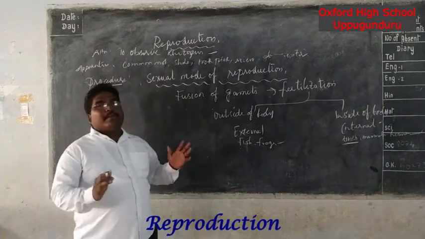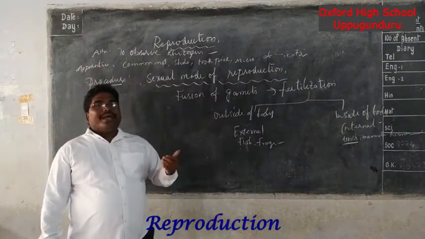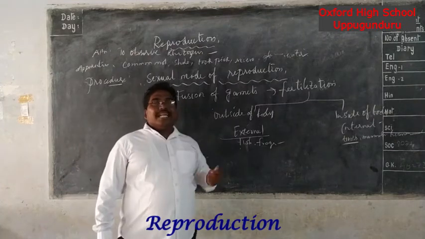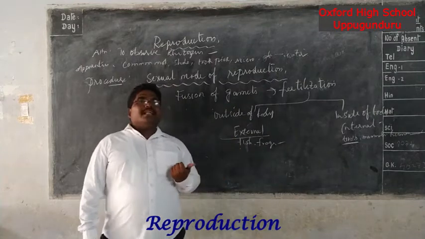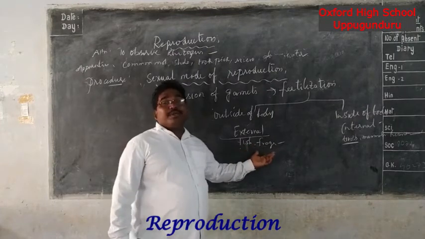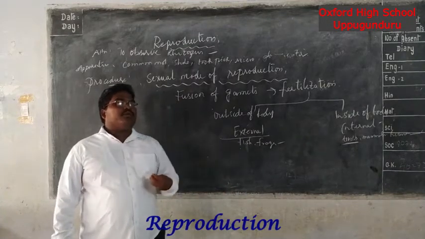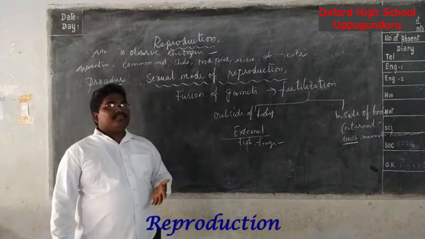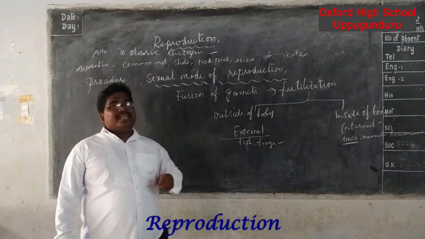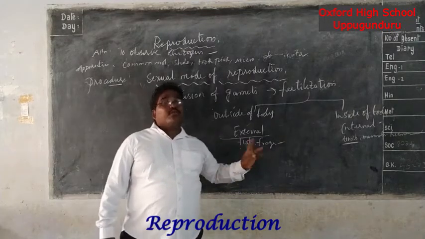Here there is an important question. Why do fish and frogs lay more eggs? That is external fertilization. External fertilization is the common mode of reproduction in aquatic animals like fishes and amphibians like frogs. Why do fish and frogs produce hundreds of eggs? What is the reason behind it? The reason is external fertilization.